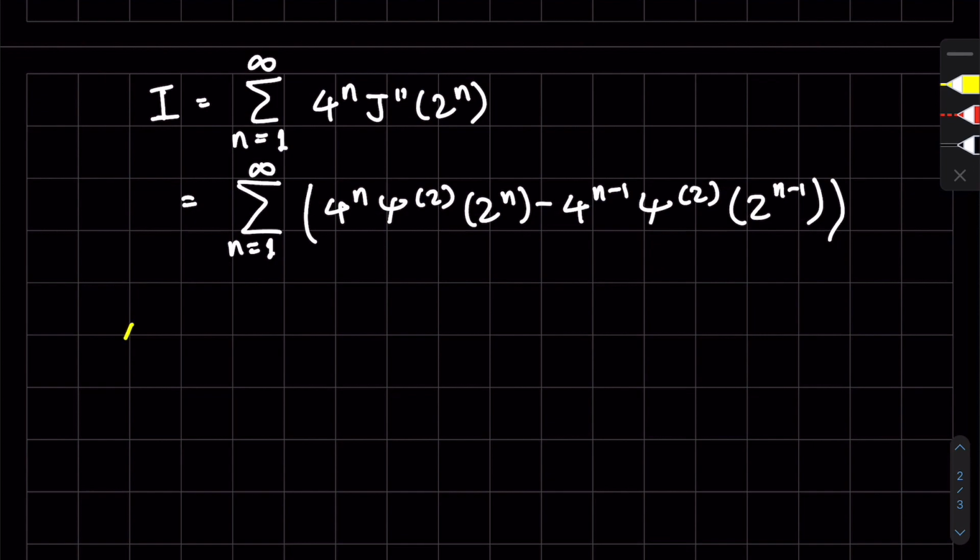So for n equals 1, I have 4 polygamma of order 2 of 2 minus this. I believe I'll just have 4 to the 0, which is a 1, and then this is a 2 to the 0, which is also 1.